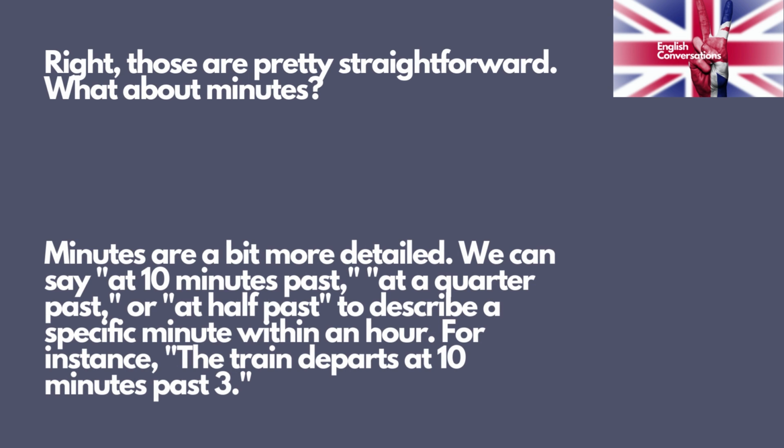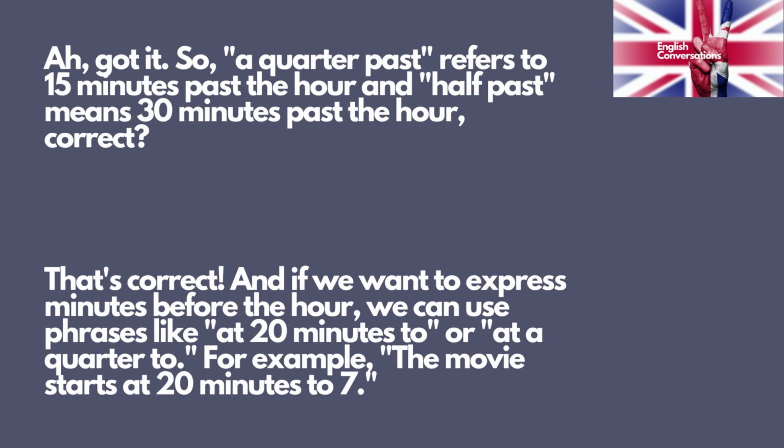Minutes are a bit more detailed. We can say at 10 minutes past, at a quarter past, or at half past to describe a specific minute within an hour. For instance, the train departs at 10 minutes past 3. So, a quarter past refers to 15 minutes past the hour and half past means 30 minutes past the hour, correct? That's correct. And if we want to express minutes before the hour, we can use phrases like at 20 minutes to or at a quarter to. For example, the movie starts at 20 minutes to 7.